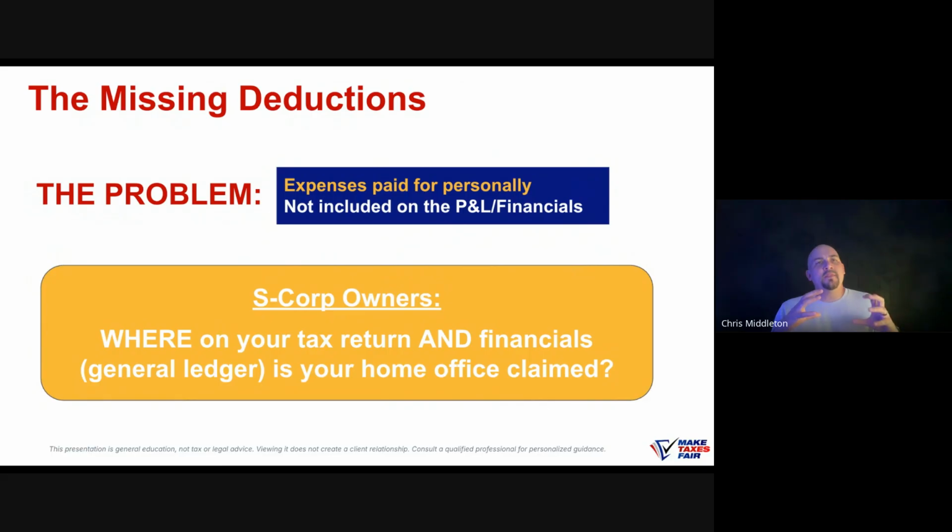So really, the accountable plan is all about optimizing your deductions, right? Missing deductions. And the problem that we face here is expenses that are paid for personally that don't ever make it to your profit and loss.